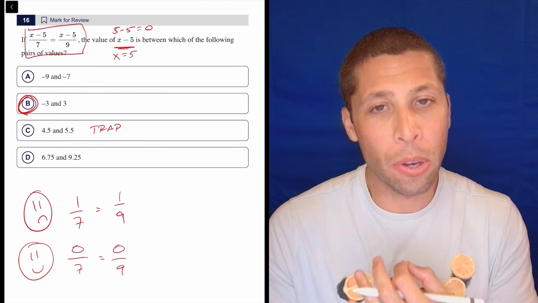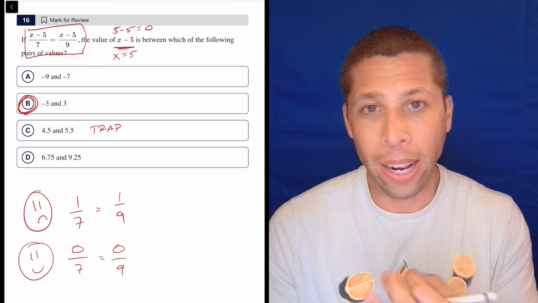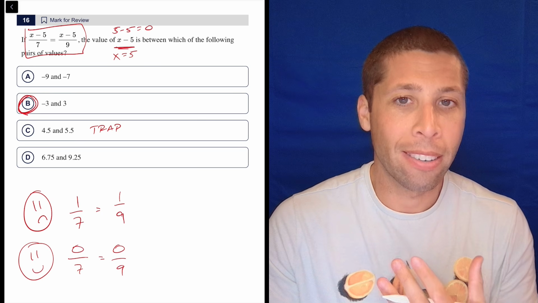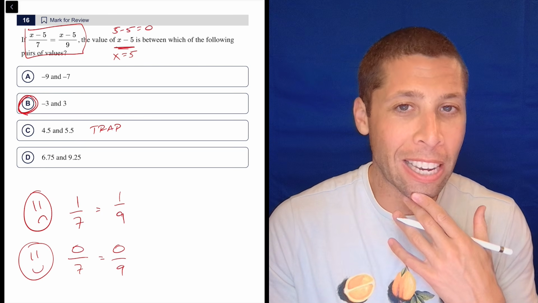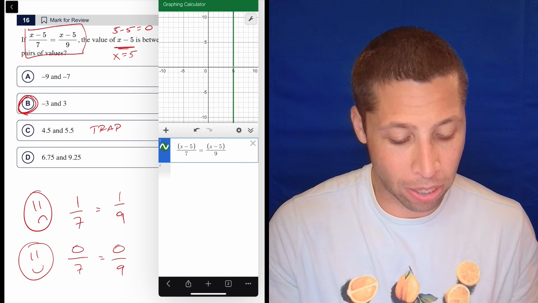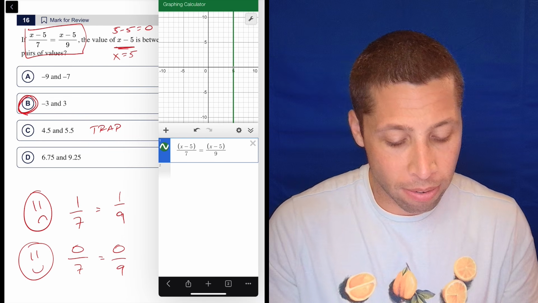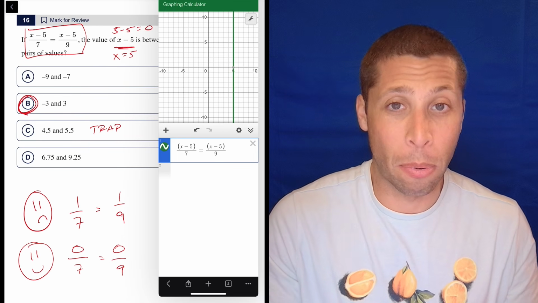And I get that for some of you, it's like, well, yeah, but it is a proof, right? I know how fractions work. I get it, but I don't know. I don't think it takes much longer to just type it into Desmos and be like, okay, if x is 5, then 5 minus 5 is 0, and there's my proof.